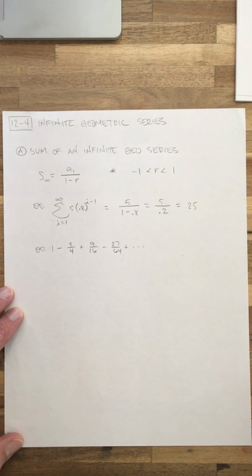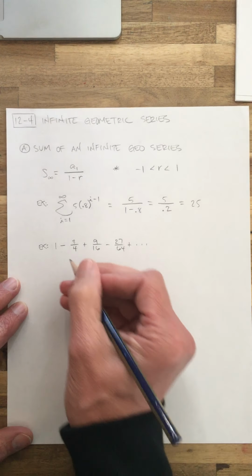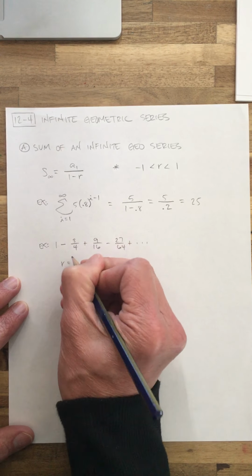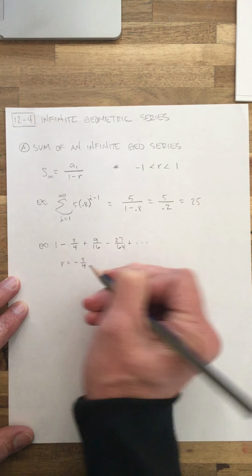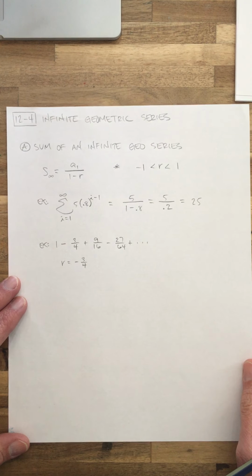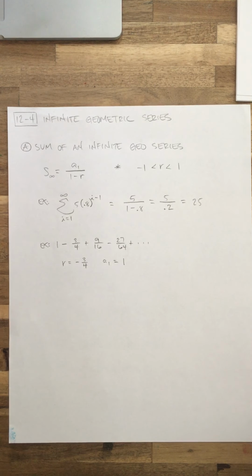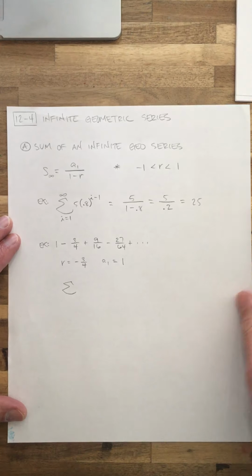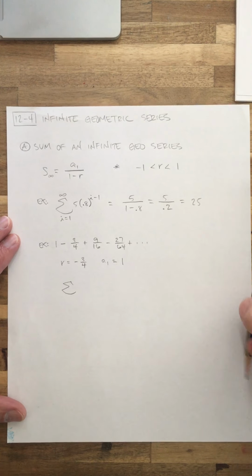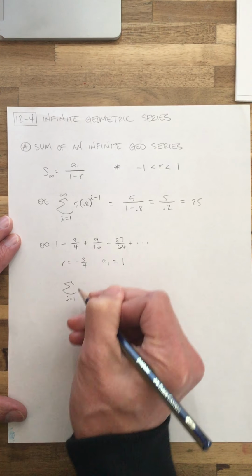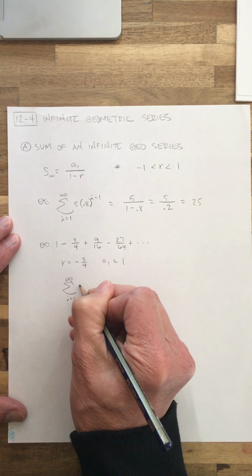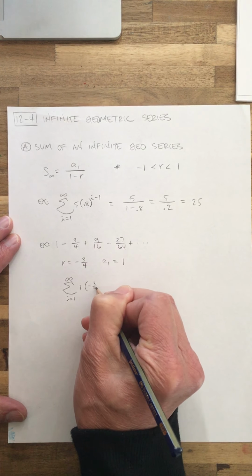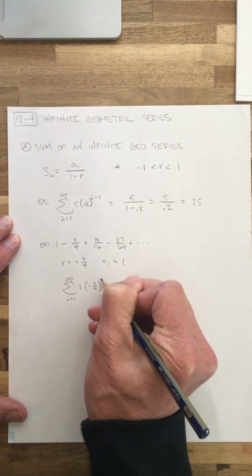So this to me looks like a geometric series. My R is going to be negative 3/4 or negative 0.75, however you want to say it, same thing. And my A1 is 1. So now all you have to do is say the sum of this. Actually, I don't even have to write it that way, but I'll do it just so you can see it: the sum from I equals 1 all the way to infinity of 1 times negative 3/4 to the I minus 1.